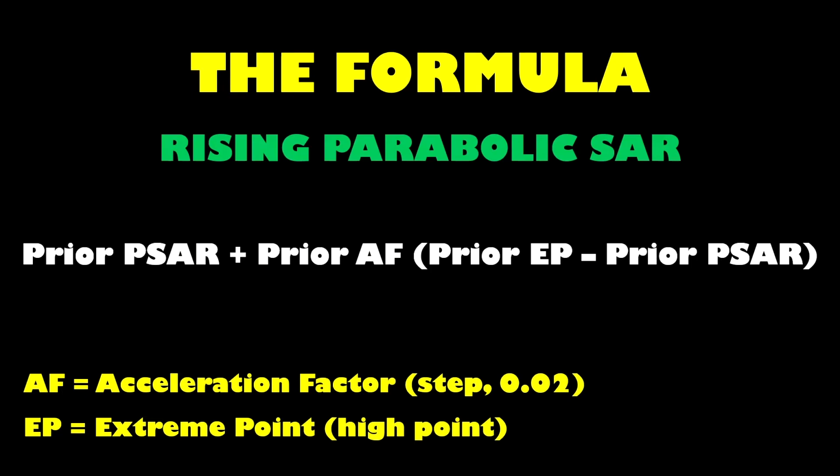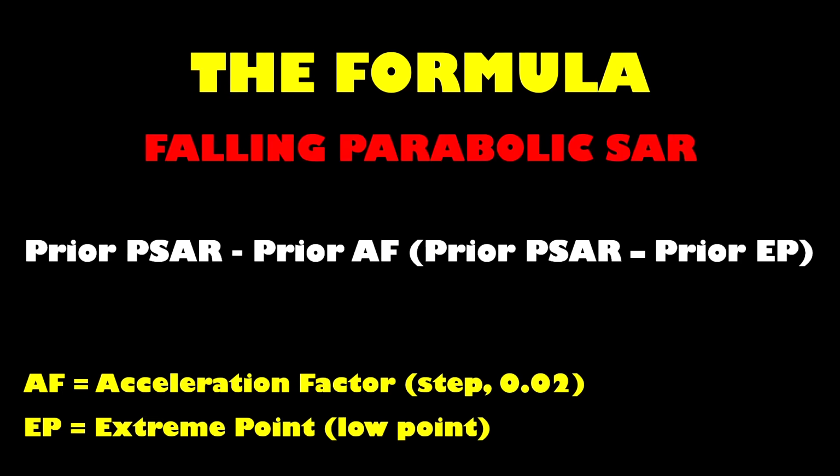For the formula when the parabolic stop and reverse is falling, we're sort of reversing some of the elements from the rising formula. First, let's do these brackets and subtract the prior extreme point reading from the prior parabolic SAR reading, then multiply that figure by the prior acceleration factor, and then subtract that figure from the previous parabolic reading. That will give you a parabolic reading, and you will be ready to draw it on your chart.